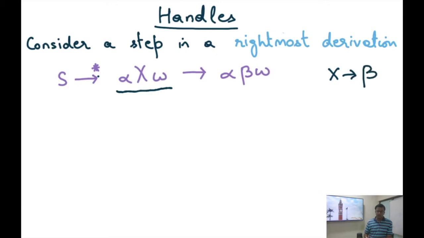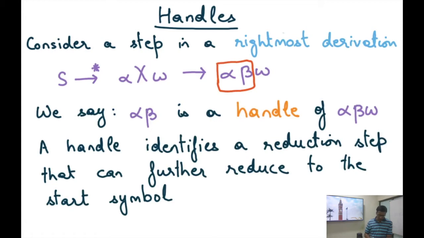If this was indeed a step in the rightmost derivation, then I'm going to call alpha beta, which is the prefix of this entire string alpha beta omega, a handle of alpha beta omega. A handle identifies a reduction step that can further reduce to the start symbol. Notice that in this step, because I'm doing a derivation, I'm deriving beta from X. In the reverse direction, I would have reduced beta to X.